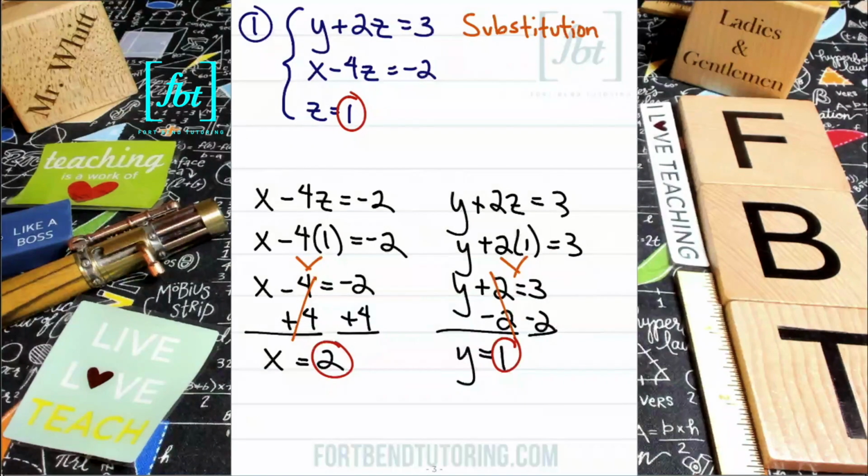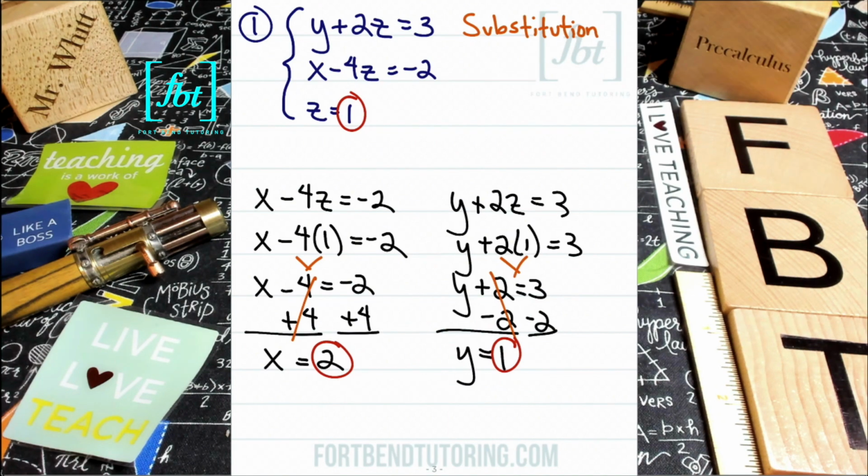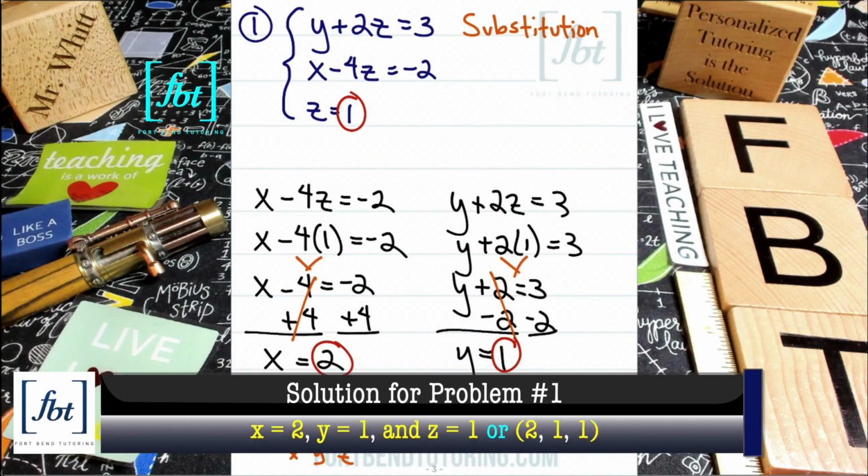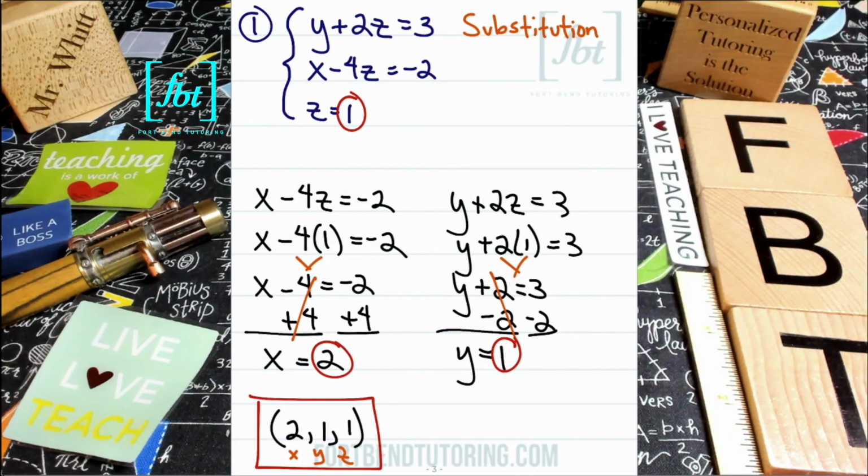So we'll circle it here, and then we can write our solution as an ordered triple. Your ordered triple here is going to be 2, 1, and 1, knowing that the first value represents x, the second value represents y, and the third value represents z. So this is how you would write your solution as an ordered triple. Red, box it.